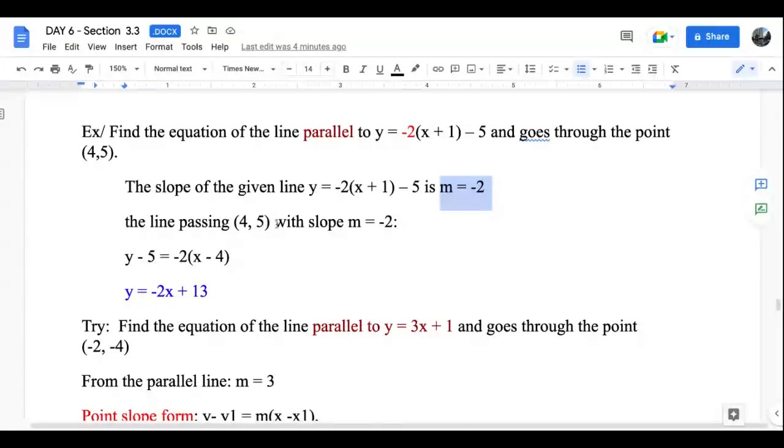Now with the slope, with this given point, again, we can use point-slope form to write down the equation. So y minus y1, which is 5, equals -2 times x minus x1, which is -2 times x minus 4. We can simplify a little bit to get the y-intercept form, which is y equals -2x. Well, -5 moves to the right-hand side, becomes +5. The -2 times -4 is +8. So 8 plus 5, that's 13.